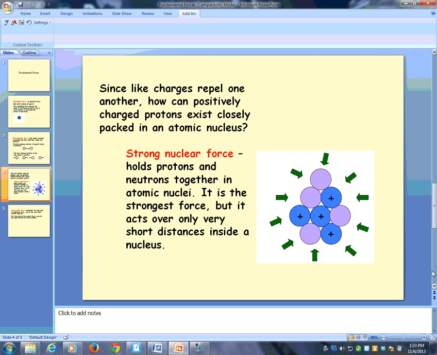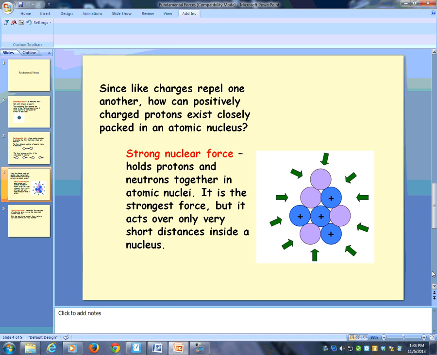Here it is here. Since like charges repel one another, how can positively charged protons exist closely packed in an atomic nucleus? The answer is something called the strong nuclear force. Now, you can likely presume, based on its name, that it's very strong. Where does it occur? In the nucleus, hence the name. It's what holds protons and neutrons together in atomic nuclei. It is the strongest force of those four. It only acts over very short distances inside the nucleus, extremely tiny distances.